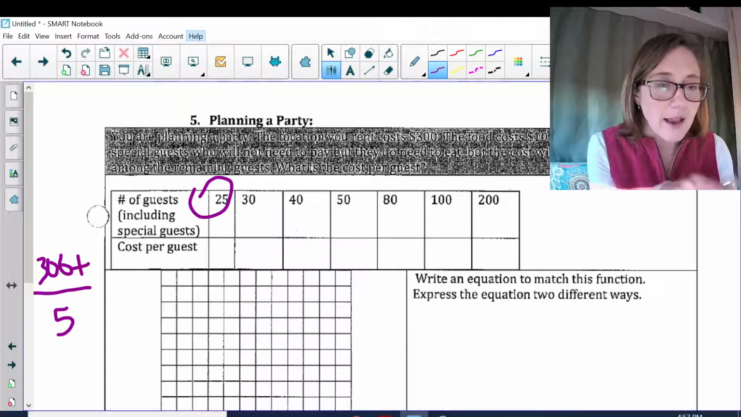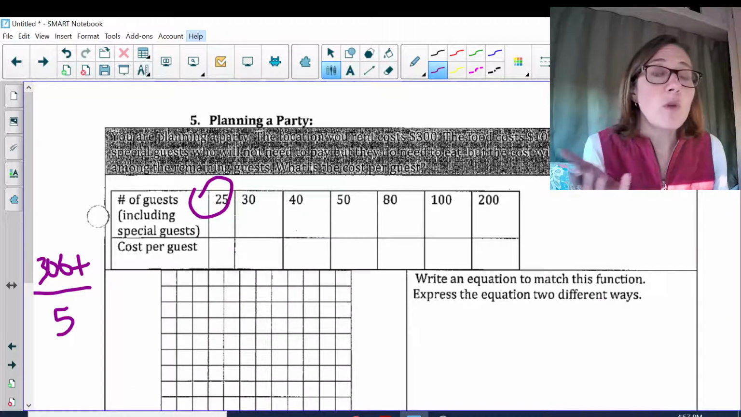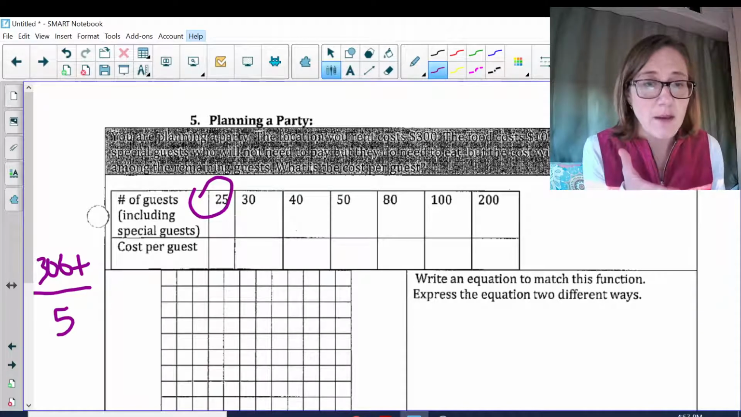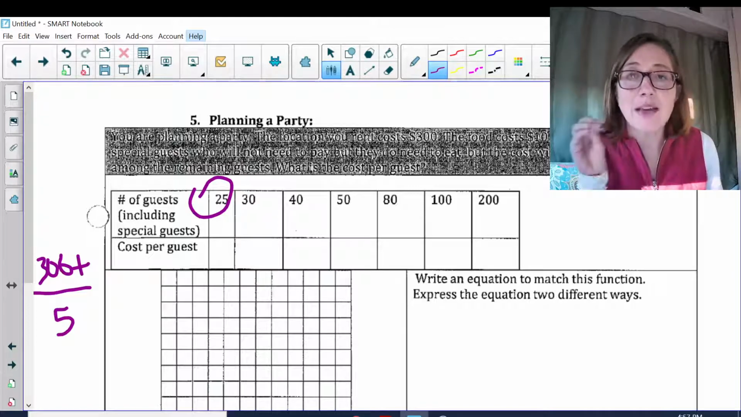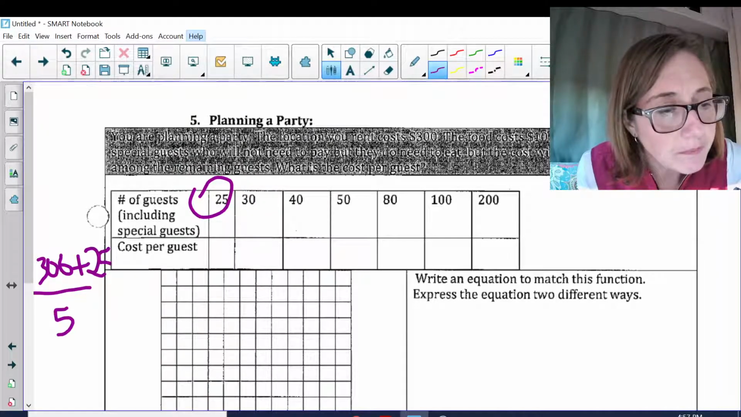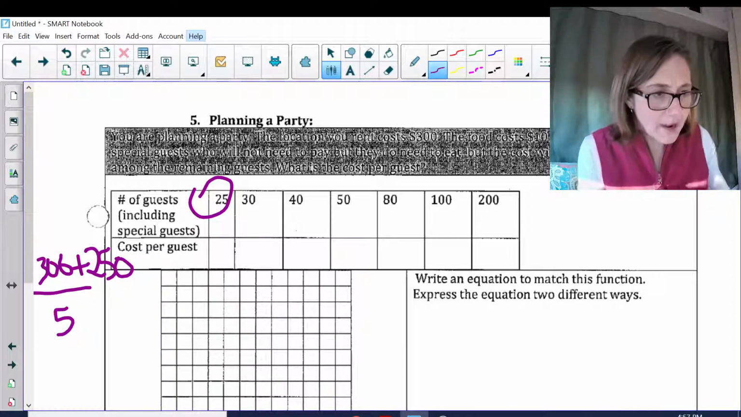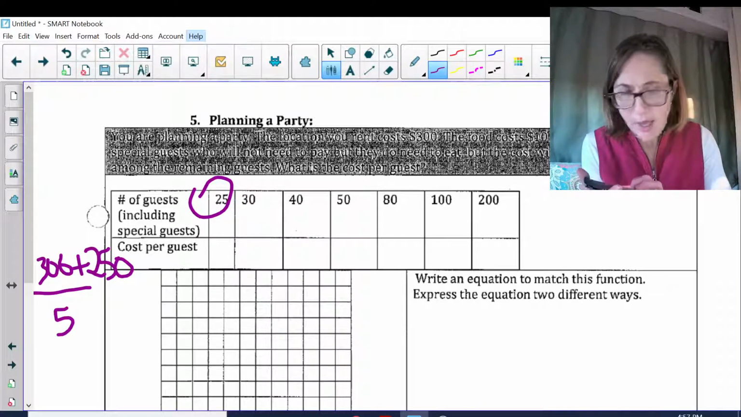So that means I have to know how many people are coming. In this example that we're working on, we have 25 people coming who are all going to eat. So 25 people at $10 a plate is $250. So if I add that 300, it's a little hard to read, but that says 300 plus 250, that would be 550.